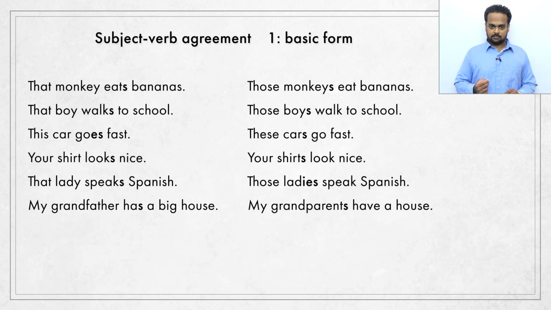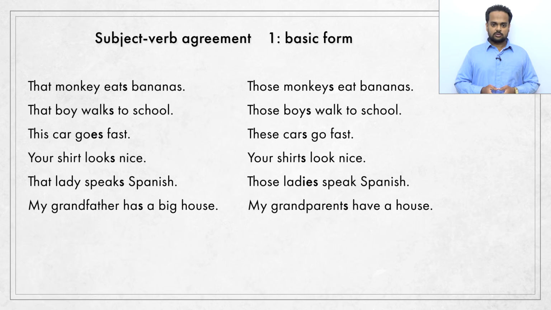Here are some more sentences. That boy walks to school. Those boys walk to school. This car goes fast. These cars go fast. Your shirt looks nice. Your shirts look nice. That lady speaks Spanish. Those ladies speak Spanish. My grandfather has a big house. My grandparents have a big house.